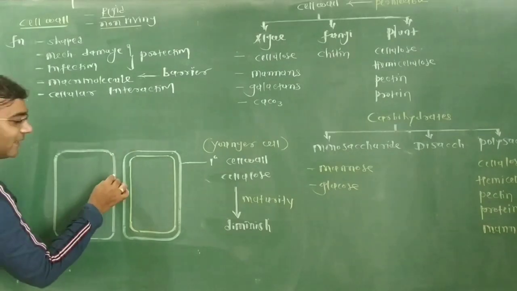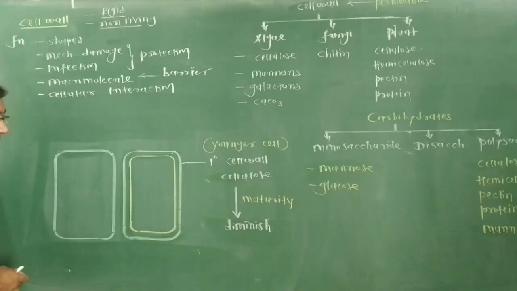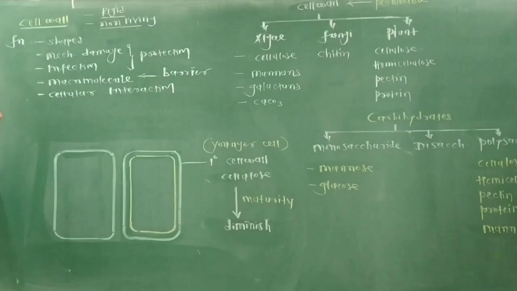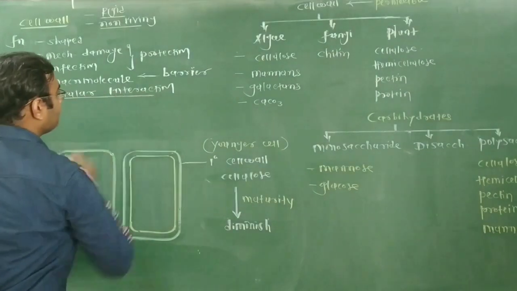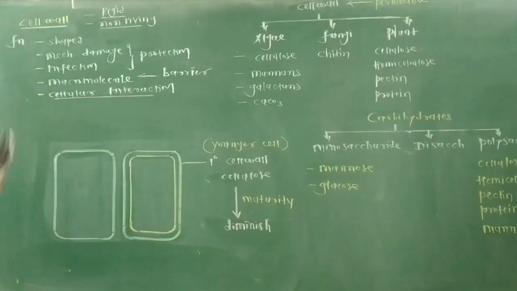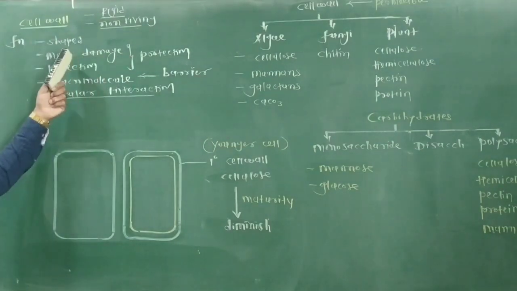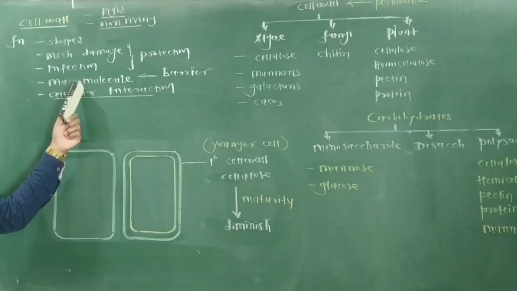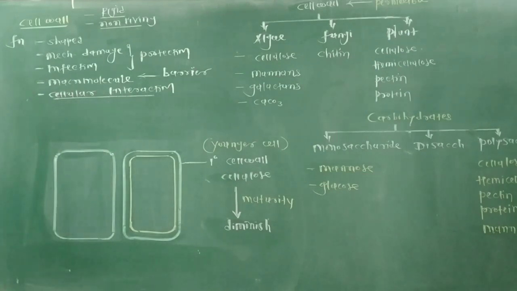Plus, one cell associates with another cell, cell to cell interaction. So the outermost border, the cell wall, participates in the interaction between two cells. So, cellular interaction. Cell wall carries out various functions: maintaining the shape of the cell, protection against mechanical damage and infection, barrier against entry of macromolecules, and cellular interaction.